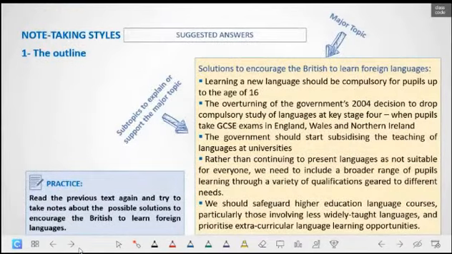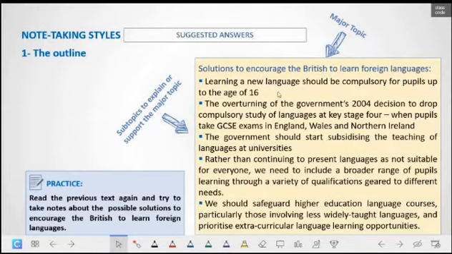All right. So this is the model answer. So the major topic is solutions to encourage the British to learn foreign languages, or you can just say solutions. That's the major topic.